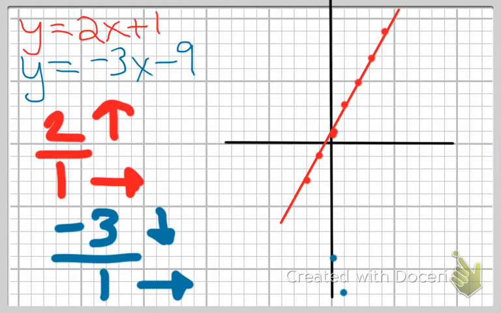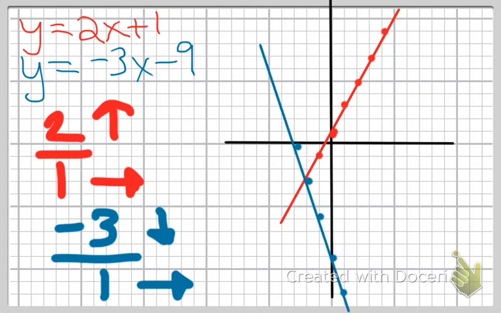Instead of going down 3, I can go up 3 and left 1, and I can continue going up 3 and left 1. Up 3, 1, 2, 3, and left 1. From here then, we are guaranteed a straight line.